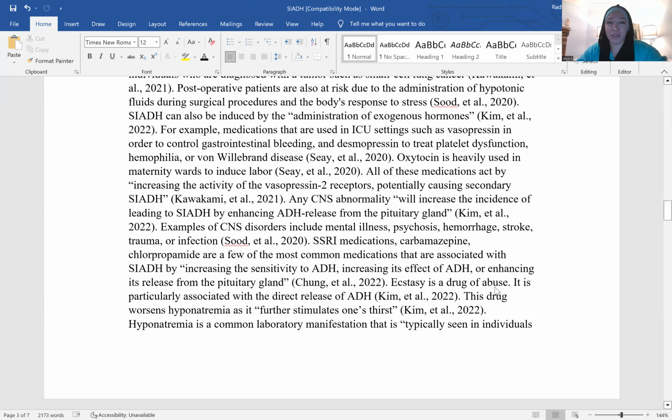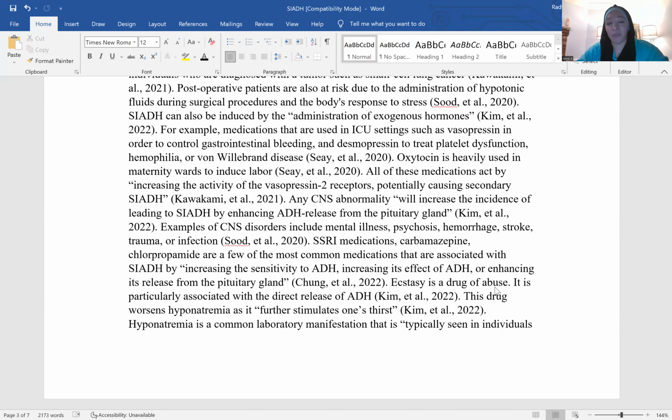SIADH can also be induced by the administration of exogenous hormones. For example, medications are used in ICU settings, such as vasopressin, in order to control GI bleeding, and desmopressin to treat platelet dysfunction or hemophilia, or von Willebrand disease.